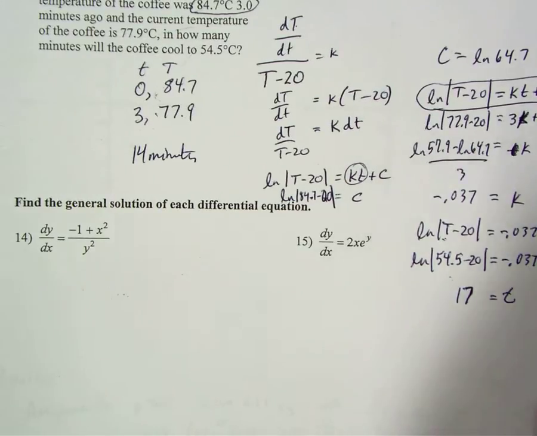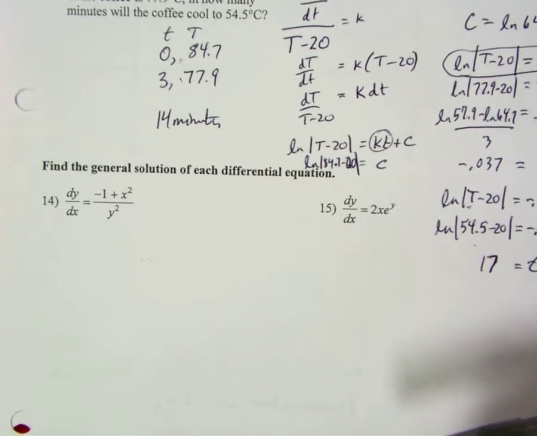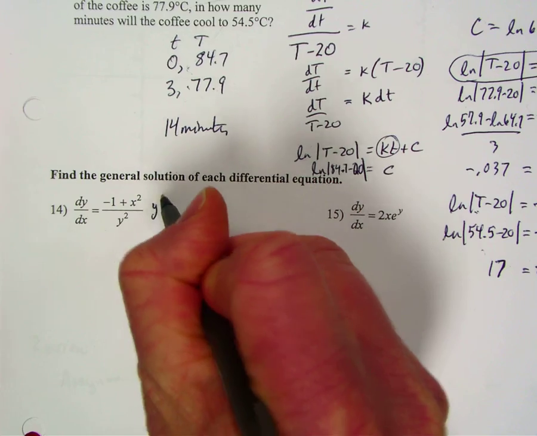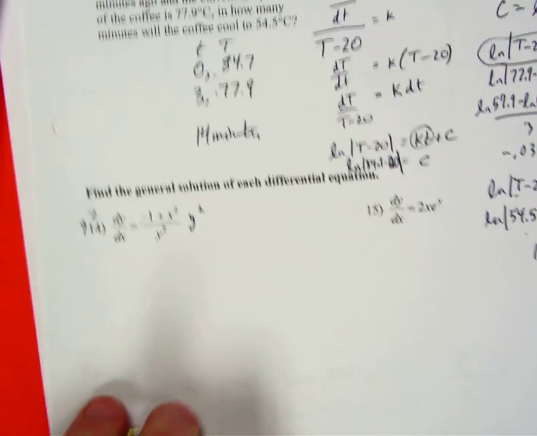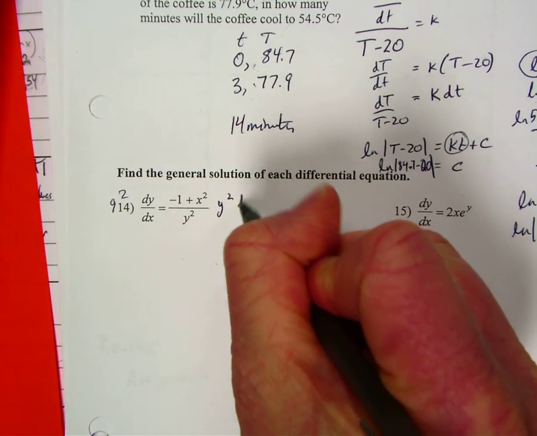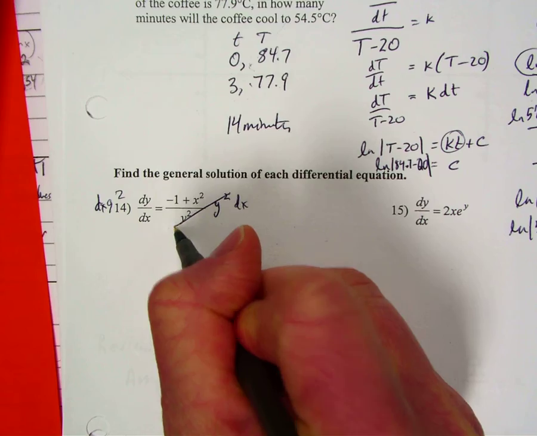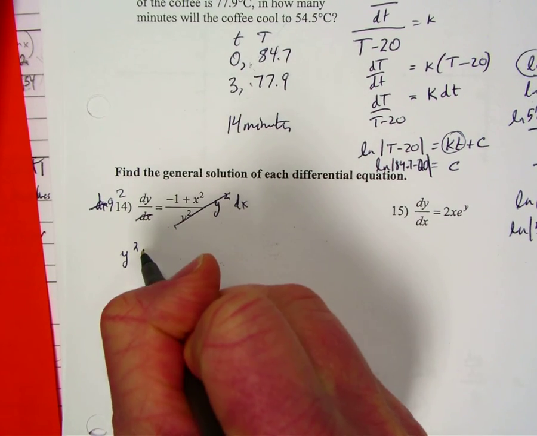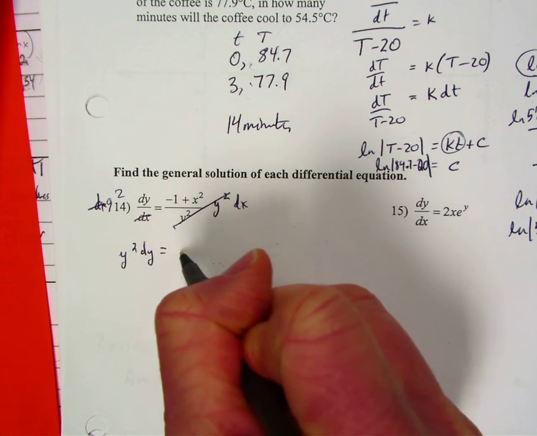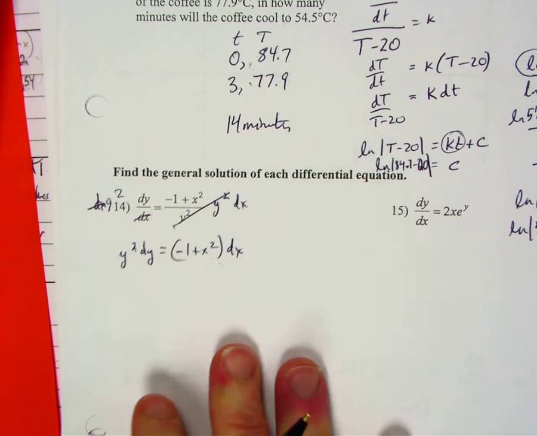We're going to find the general solution to each differential equation. Always start out by separating your variables. So I'm going to multiply both sides by y squared and by dx. And so the y squareds cancel out over here and the dx cancels out over here. So you get y squared dy equals -1 plus x squared dx.